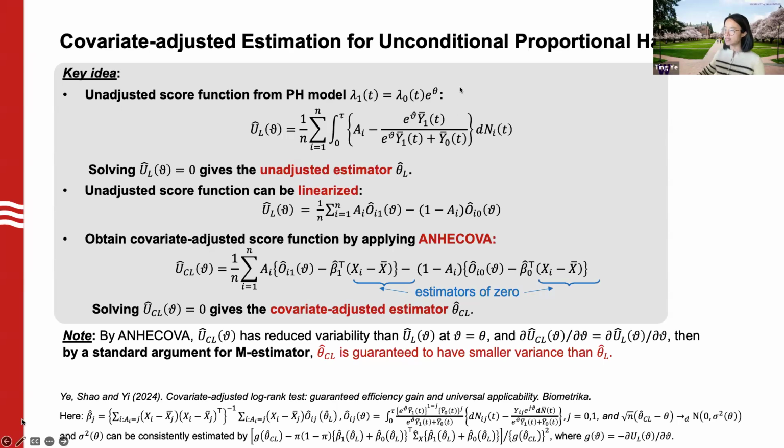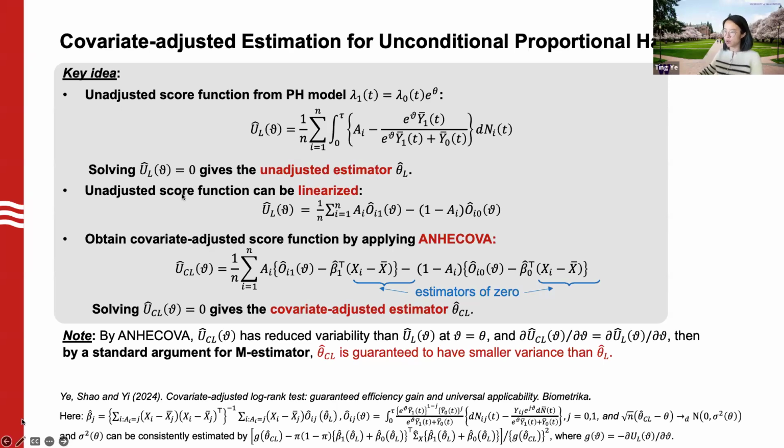The idea is very similar. To obtain this estimate, the standard approach is to use the score equation derived from partial likelihood. This score equation has a parameter theta, and we solve for theta making this score equation equal to 0. That gives the standard Cox model estimate. That's the unadjusted estimator.